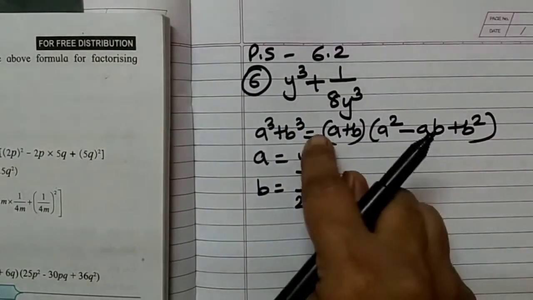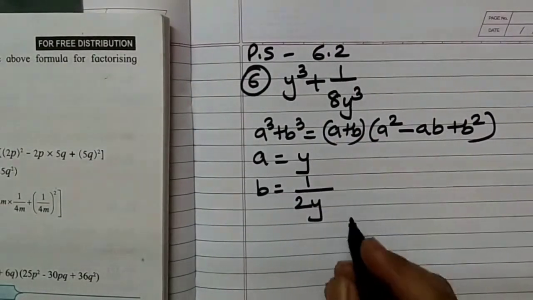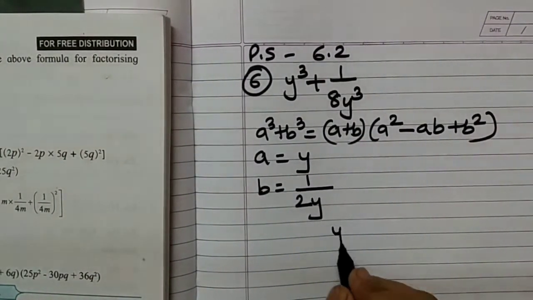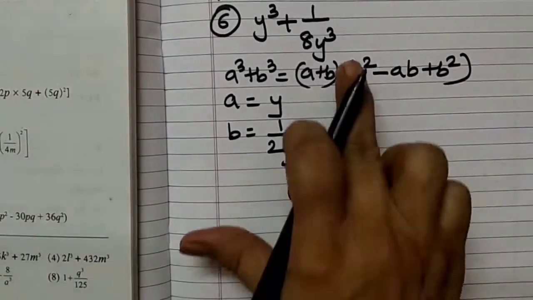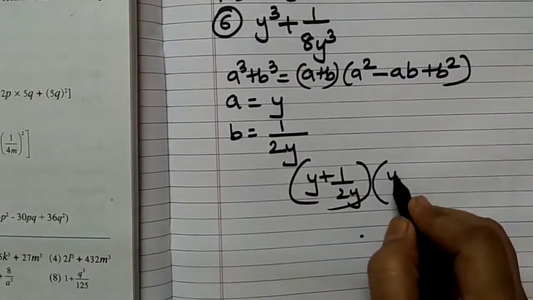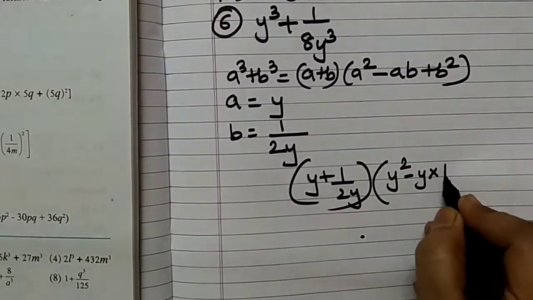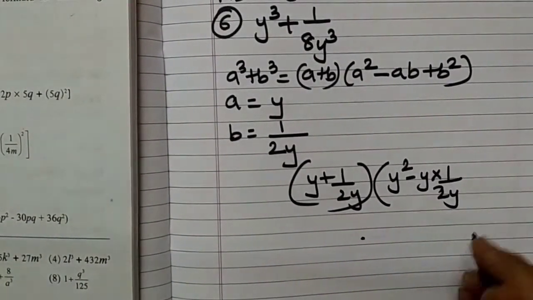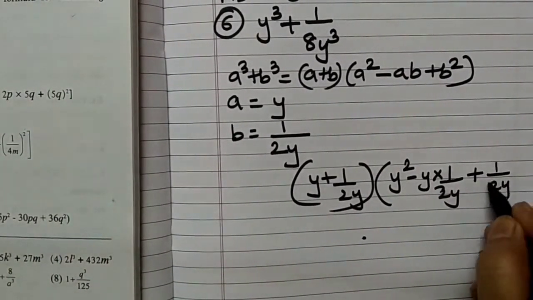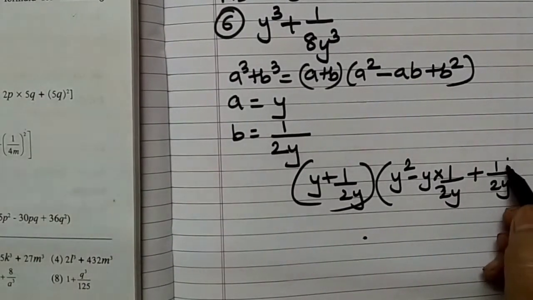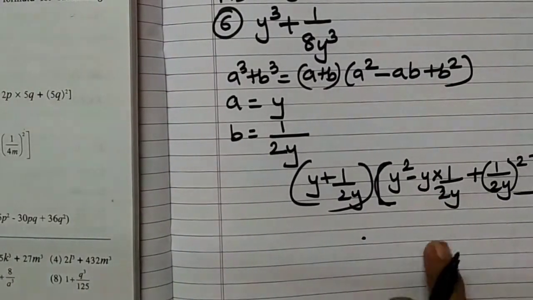Now I will substitute. Substitute means in place of a and b, here I'll put these two terms. So what will be my first term over here? It will be y plus 1 upon 2y. And the next bracket over here will be, first y square minus, now a into b, so y multiplied by 1 upon 2y, and plus b square, that is 1 upon 2y. Now because it is 2y and because there is numerator and denominator, I will put a bracket. So I can put a bigger bracket here, this way.